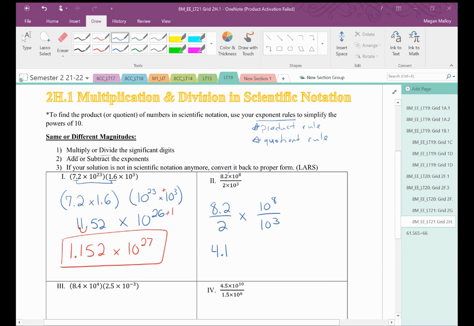Since I am dividing the common base of 10, I am going to subtract my exponents. So 8 minus 3 is going to be equal to 5. So I have 4.1 times 10 to the 5th. 4.1 is between 1 and 10, so my answer is in scientific notation, and I am good to go.